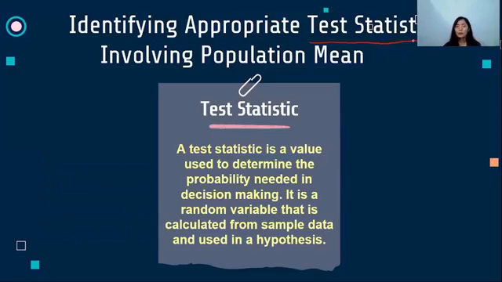So after formulating our hypothesis, we need to identify the proper test statistic to be used on our problem. The first thing that we need to consider is whether the sample size is greater than or equal to 30 or less than 30. If it is greater than 30, then we're going to use the z-test. If sample size is less than 30, then we need to identify if our population standard deviation or variance is known. If it is known, then we will use the z-test. If it is unknown, we will use the t-test instead.